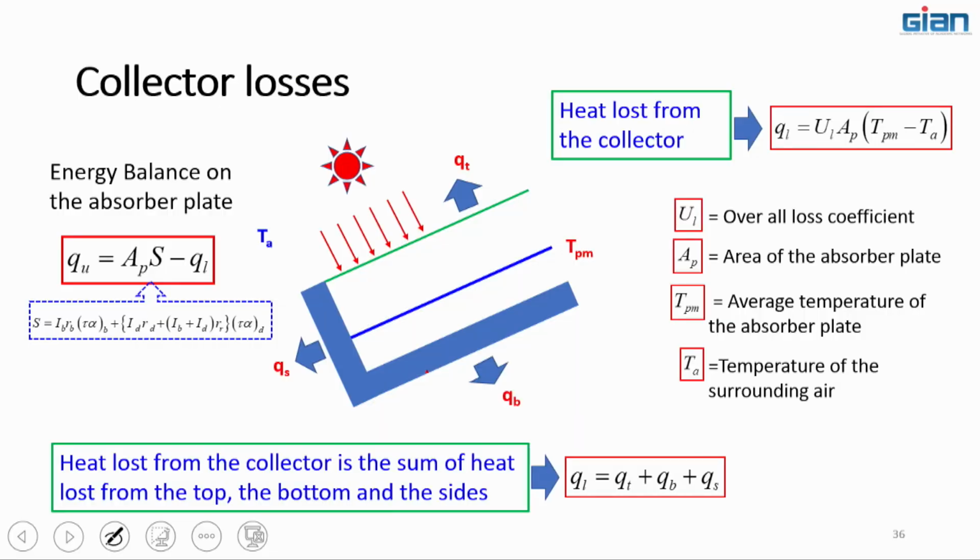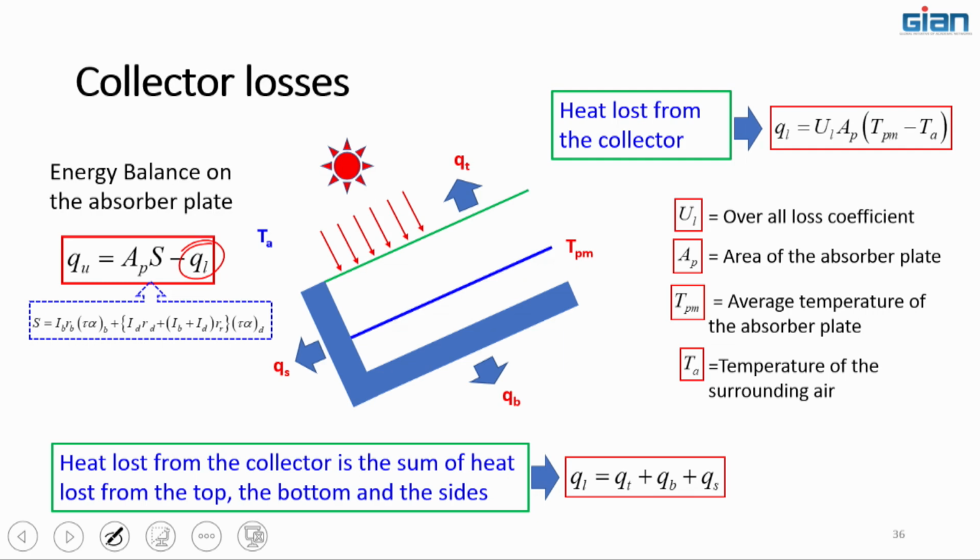Now our concern is QL. Once you know this, then immediately you can find out QU. This heat loss from the collector can be mathematically expressed as UL A (TPM minus TA). TPM is the plate mean temperature, TA is the ambient temperature, and UL is the overall loss coefficient. And this QL is actually the sum of all the losses, it may be from the top, from the sides, from the bottom. That is how we can say the heat loss from the collector is the sum of heat loss from the top, bottom and sides, and mathematically we can represent it like this.